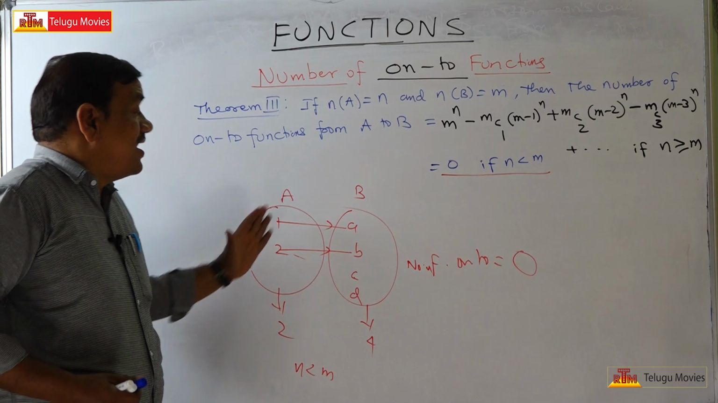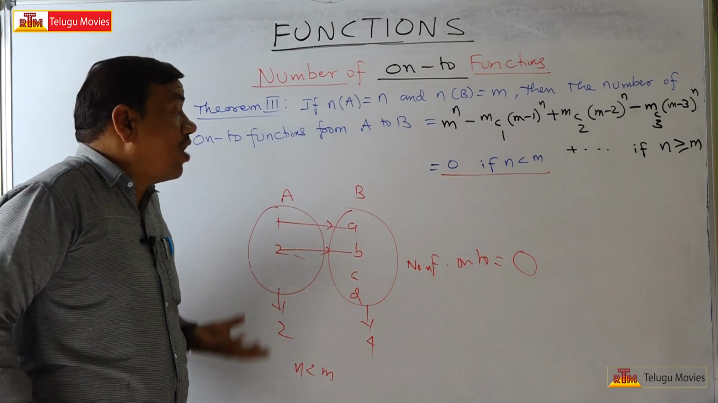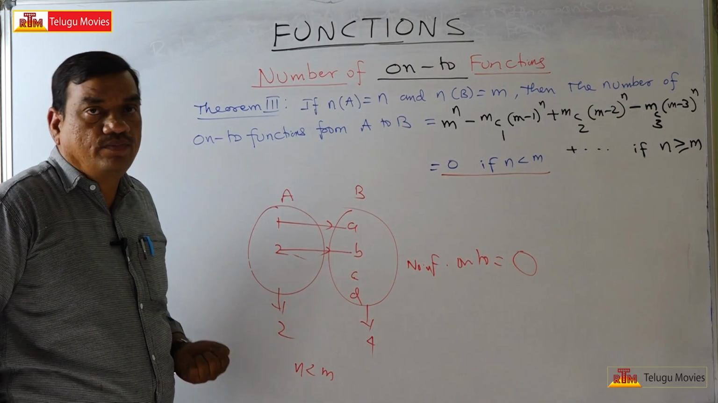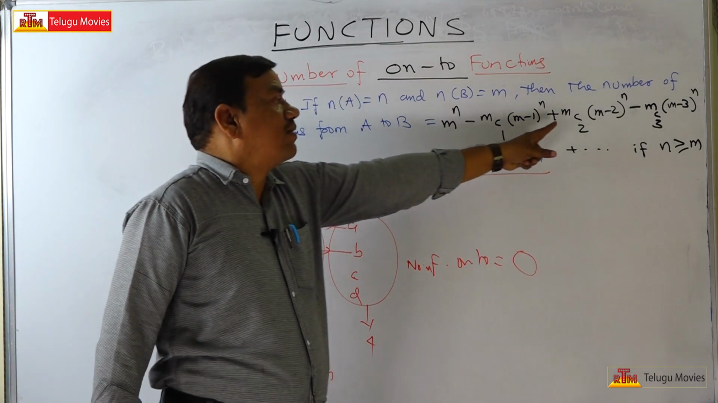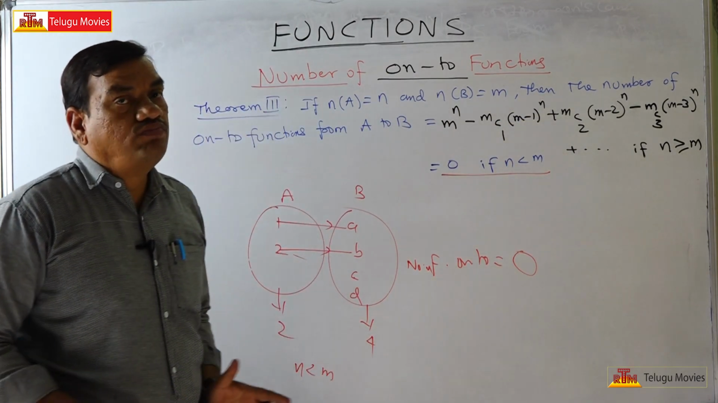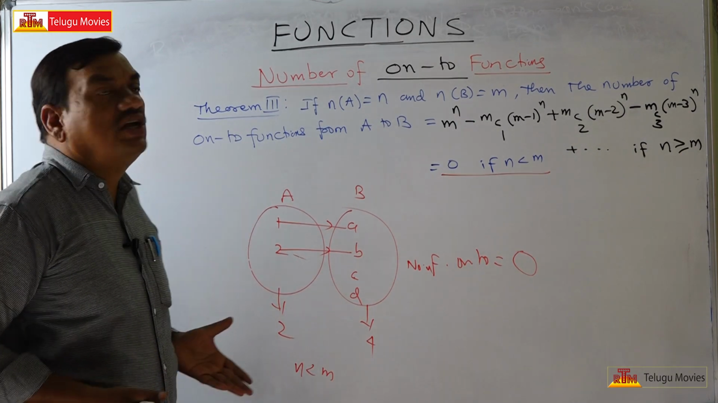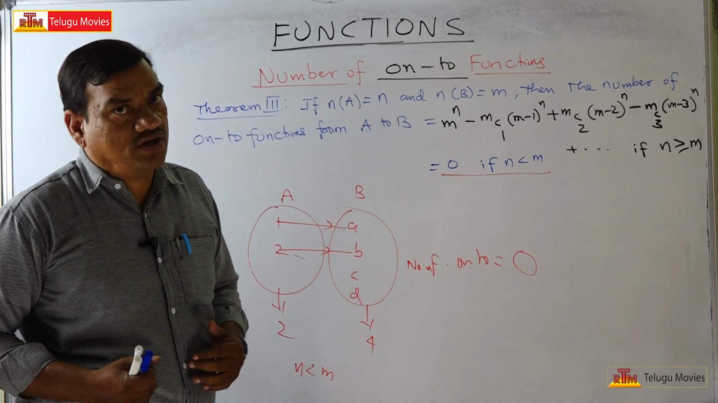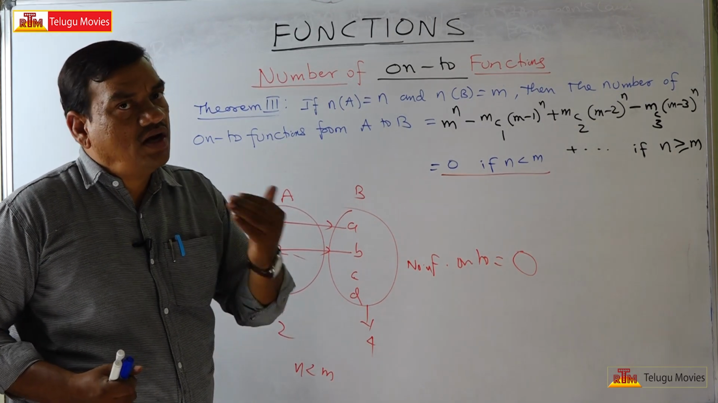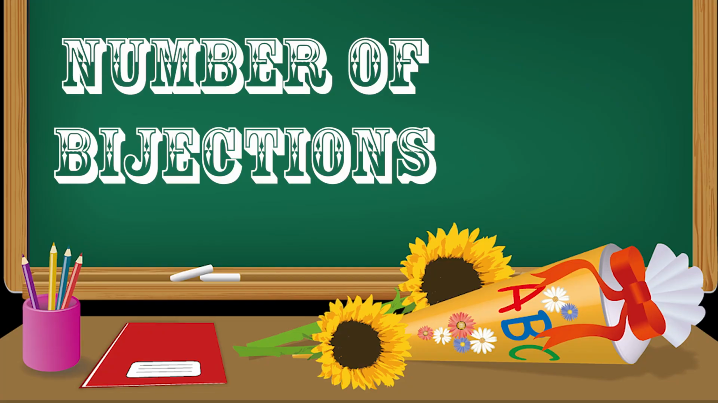If n is less than m, then the number of onto functions is 0. Now if n is greater than or equal to m, the formula will apply. I hope that you completely understand this concept. We will do a number of problems on onto functions. Now let us go to the next concept.